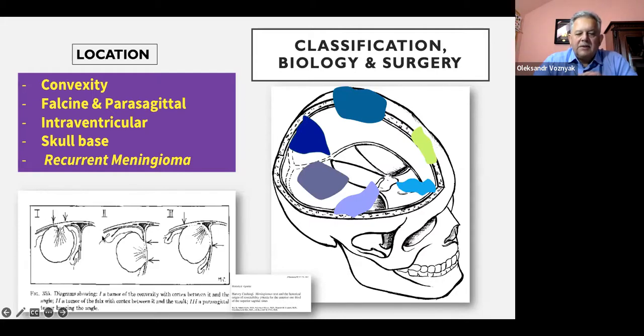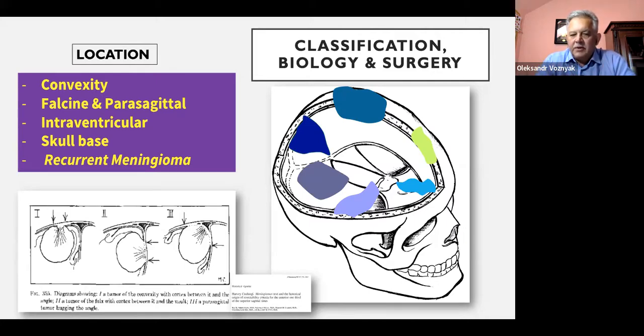They are very similar. Sometimes on the MRI we cannot say which is which; only at the time of surgery can we find out. Parasagittal and falcine: a parasagittal meningioma is attached to the convex bone, and then it extends along the falx downwards, and it shifts the bridging veins downwards.